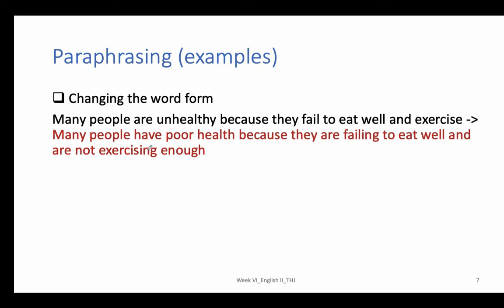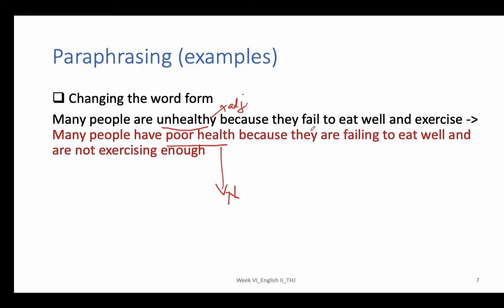Now let's see another example, and another technique that you can use when you're paraphrasing, which is changing the word form. Let's look at an example. Many people are unhealthy because they fail to eat well and exercise. The paraphrase is: many people have poor health because they are failing to eat well and are not exercising enough. Can you see the changes among the word forms? The first one is unhealthy. Unhealthy is an adjective, kata sifat. It becomes poor health. So it becomes a noun, but it still has the same meaning.